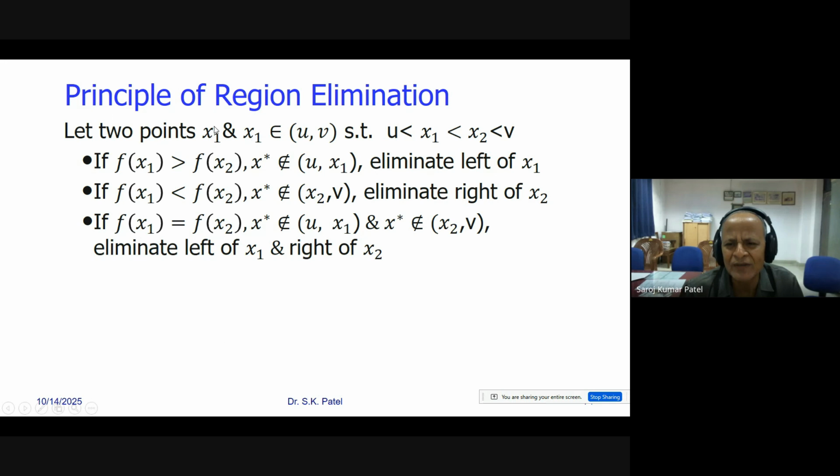Take any 2 points, x1 and x2, in the interval u to v, where x2 is greater than x1, meaning the x value increases from x1 to x2. At x1 and x2, find out the f values. If f of x1 is greater than f of x2, delete left of x1. If f of x1 is less than f of x2, delete right of x2. If both are equal, delete left of x1 and right of x2.